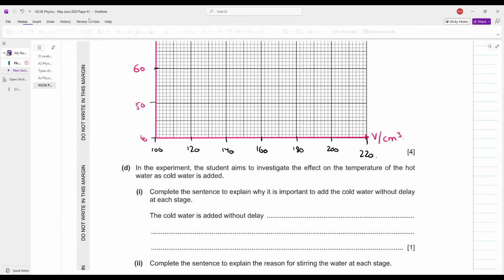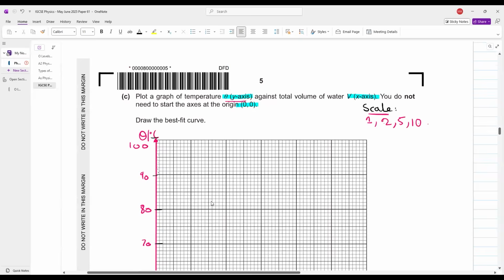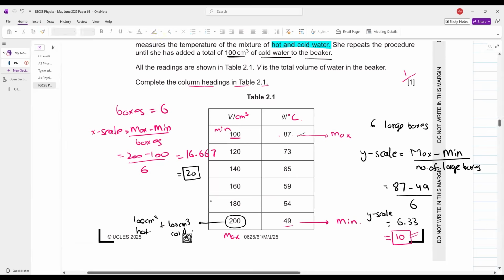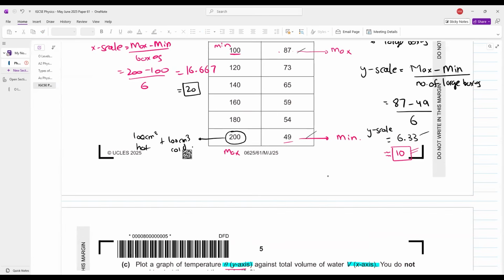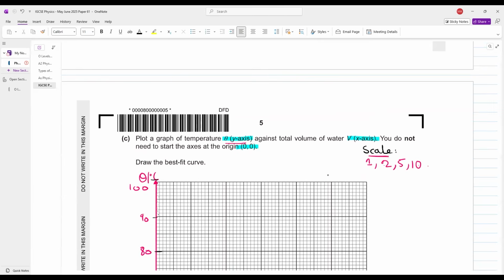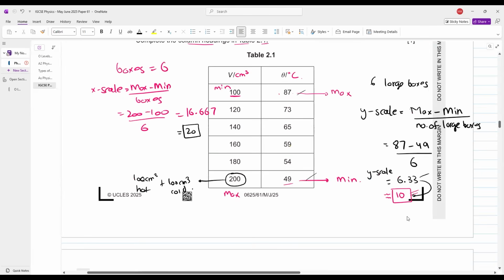ठीक है. बेटा स्केल बनाते वक्त आपने क्या बातें याद रखनी है? First of all, you will take the maximum and minimum values. You will count the number of boxes. Then you will calculate the scale, whatever is coming out to be. जैसे y-axis पे 6.33 आ रहा था. 6.33 का स्केल तो नहीं प्लॉट कर सकते सर. We always plot scales in the multiples of 1, 2, 5 and 10. तो हमने इसको round off करके 10 कर दिया.